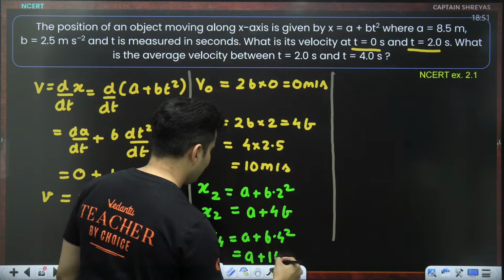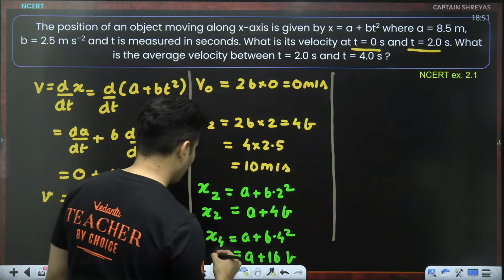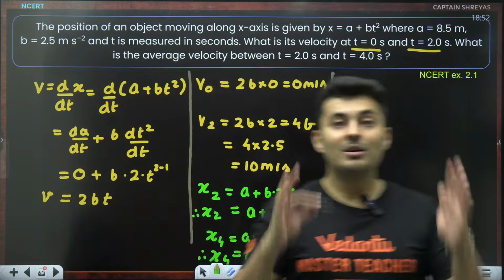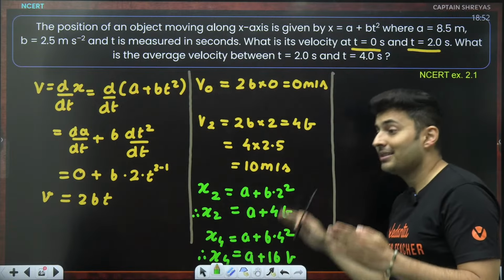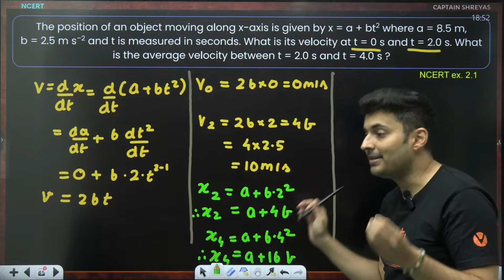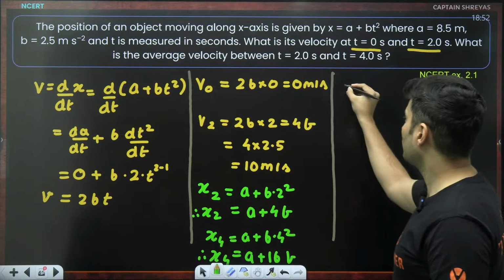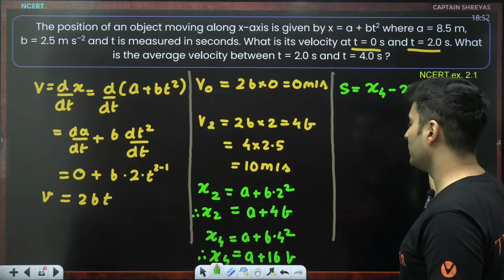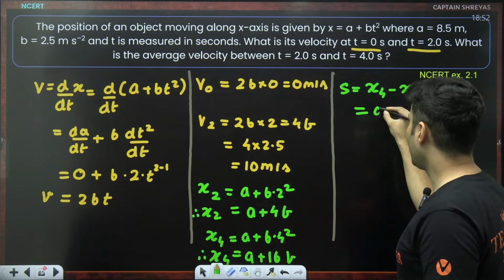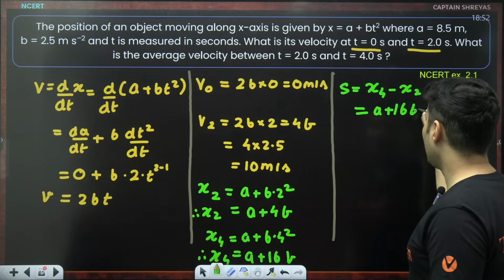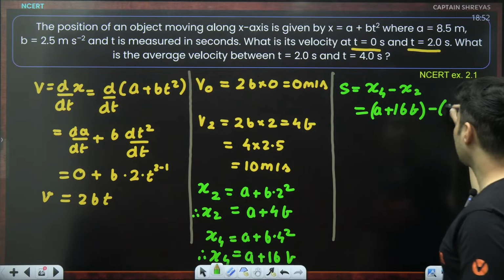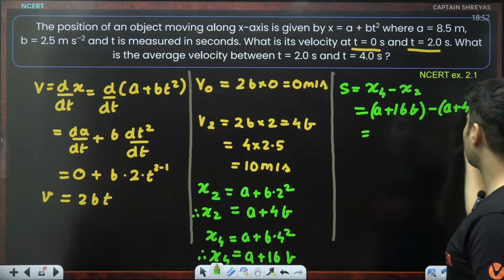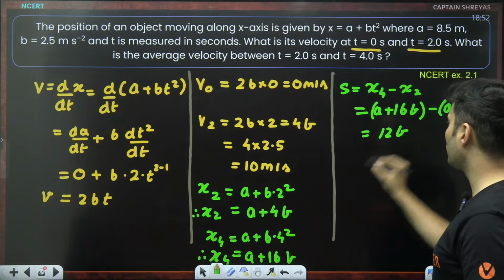So a plus 16 times of b, that is your x4. So I found x2, I found x4. These are the positions. Subtracting them, I will get displacement. So the displacement will be x4 minus x2, which is a plus 16 times of b minus a plus 4 times of b. A cancels, 16 minus 4 is 12, so 12 times of b.